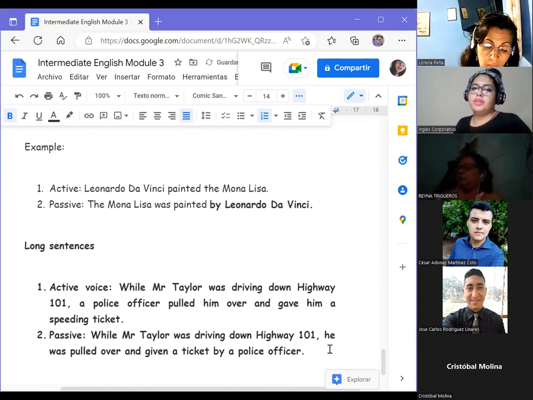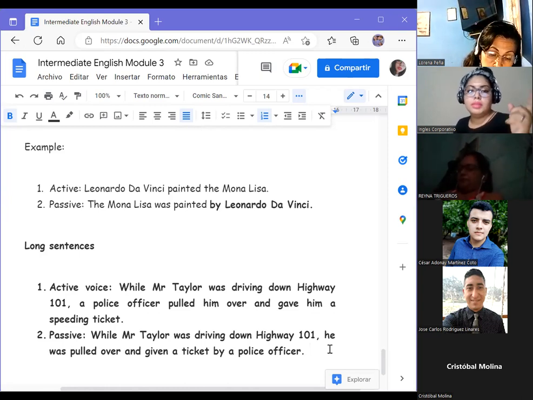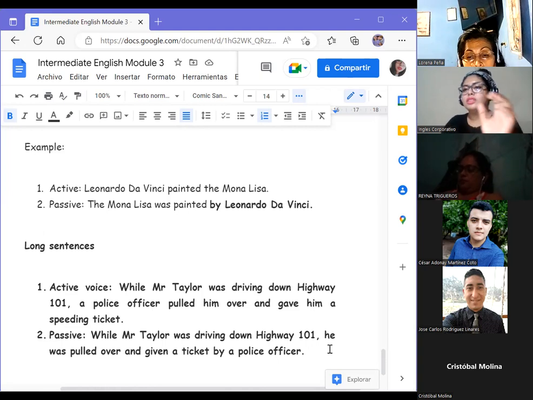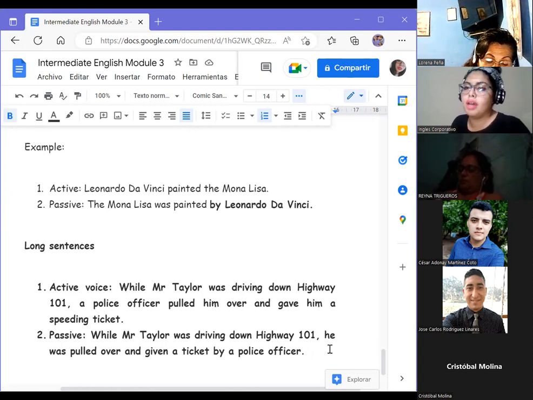So it's not very, very different, but they have some changes. In the first part, while Mr. Taylor was driving down Highway 101, that is the same. And then we say, he was pulled over and given a ticket by a police officer. And in the active voice, a police officer pulled him over and gave him a speeding ticket. It's just changing some details. It's better to use the active voice because it's almost the same with a long, long sentence.